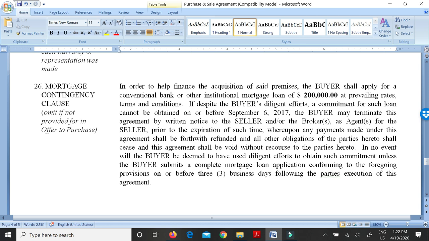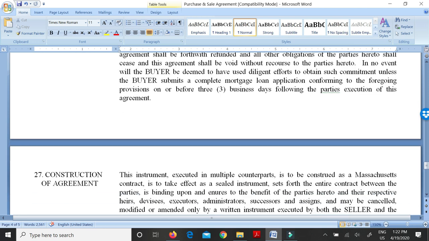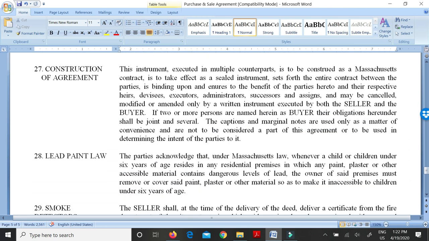So make sure that you do not miss the deadline, otherwise in failing to get the loan and in failing to notify the seller by not being able to complete the purchase on the specified date, you have breached the contract, and the default will be that the seller gets to keep that deposit as liquidated damages. Construction of this agreement. It just means this is a Massachusetts contract to be enforced in the state.